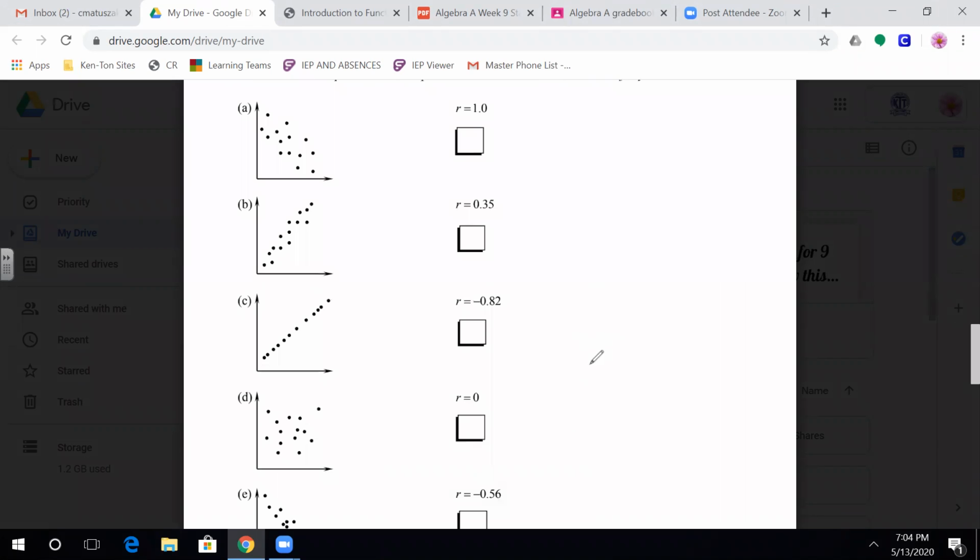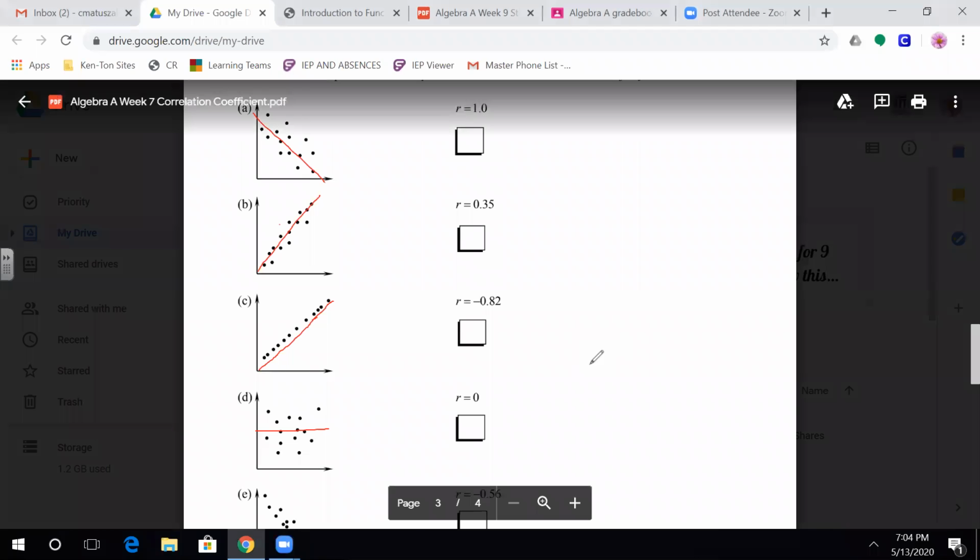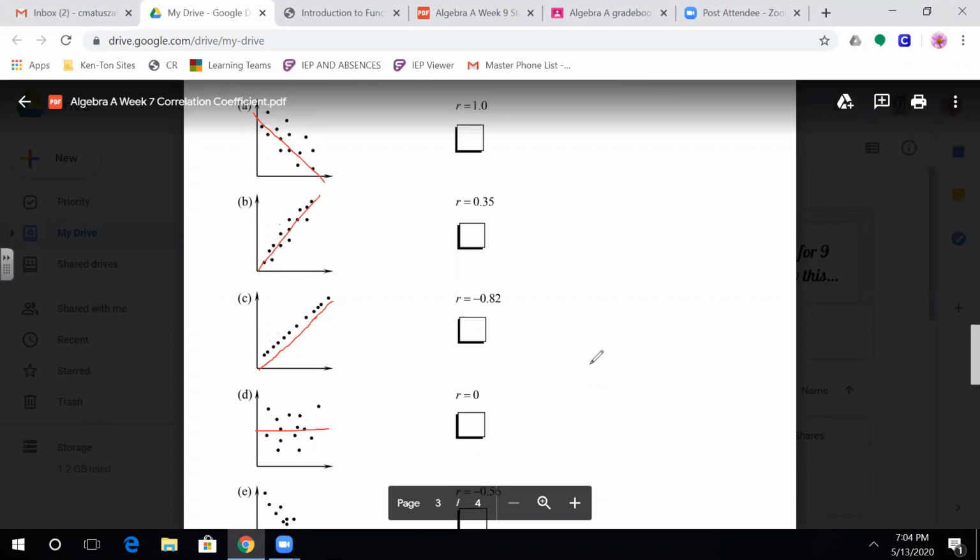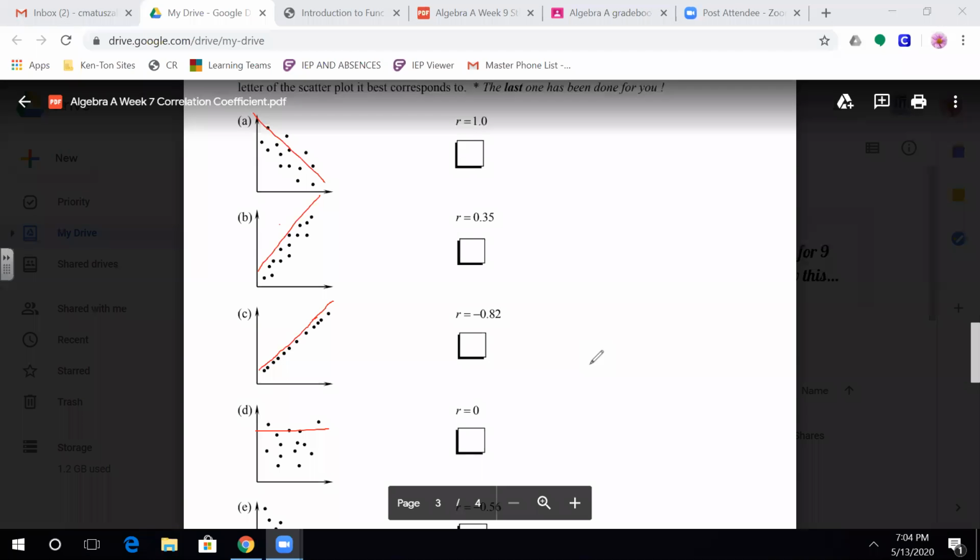So if you look here, an easy way to do this, which I know you already did for your homework, you draw your lines in for all of these, which I'll scroll down in a minute. But first, before we even look at the numbers, we want to say if they're positive or negative. So A is going down, so it's negative, the line that I drew in. B is going up, so it's positive. C is going up, so it's positive. D has no correlation.